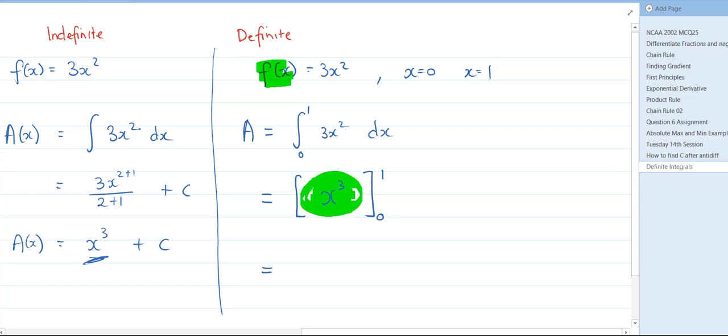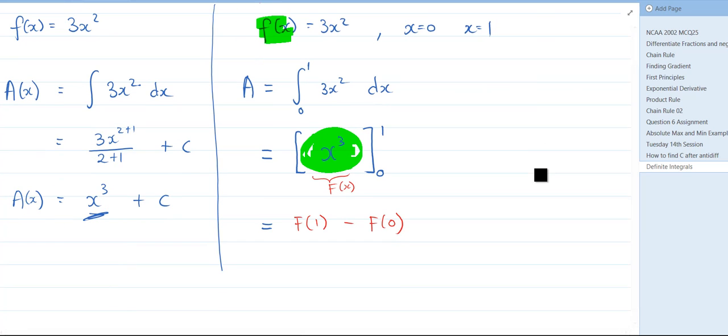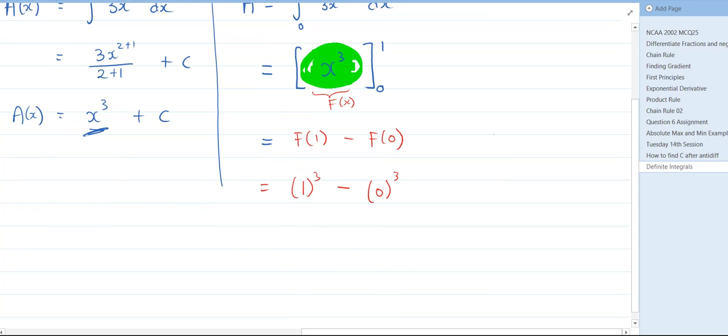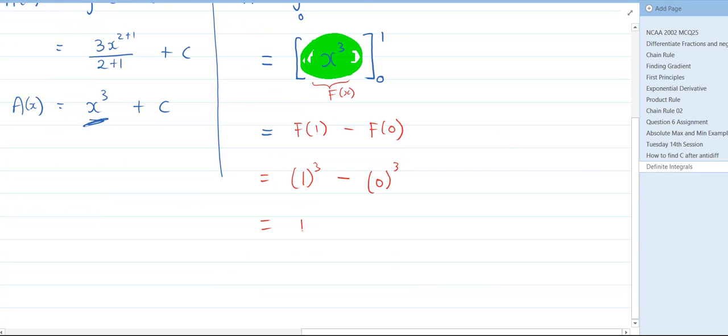So what are they really saying? They're just saying, well, if this is your capital F, then F of 1 minus F of 0 is just equal to 1 cubed minus 0 cubed. See, all I'm doing is just substituting the values in. And if I do that, that now gives me 1 minus 0, which is 1 unit squared. Okay? That just tells me the area.